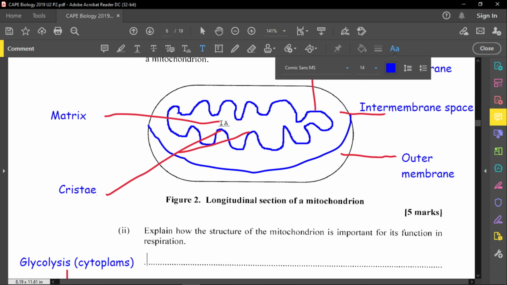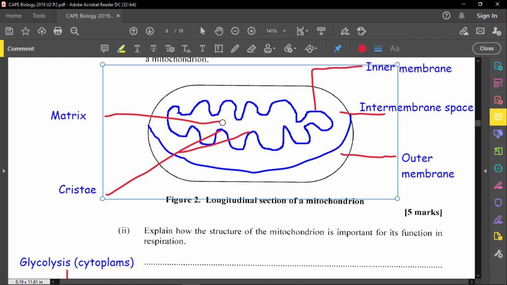So the matrix is the most internal part here. The second stage is actually taking place in the innermost part of the mitochondria. Then it goes into the inner membrane right here. Just to make a note of that, they actually take place in different places. So the second stage, again, as I mentioned, takes place here in that region, and then the final stage will take place in here.